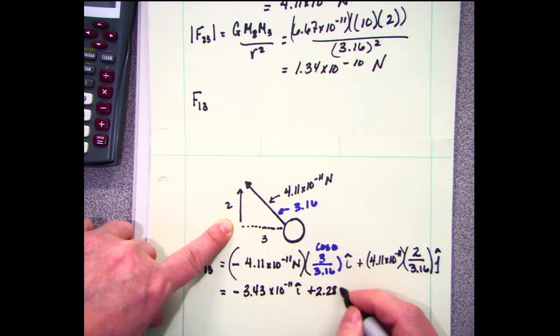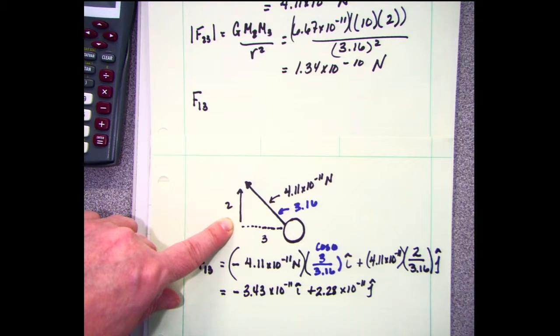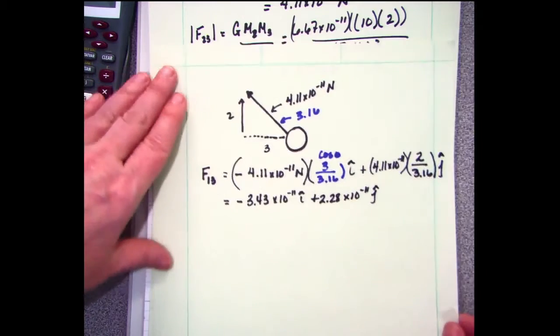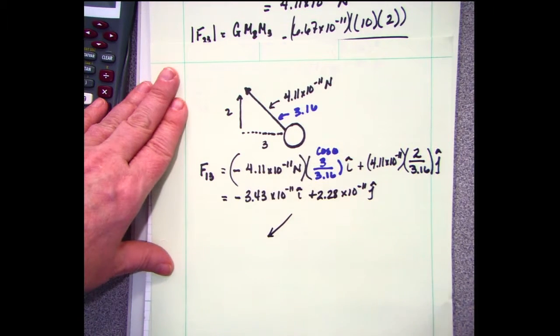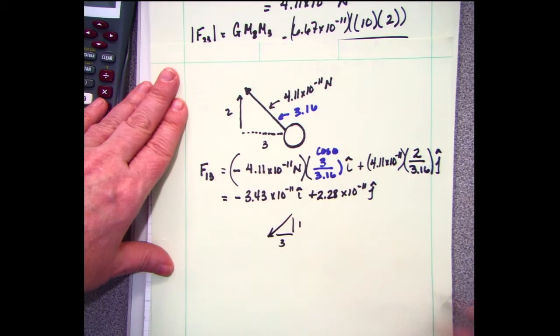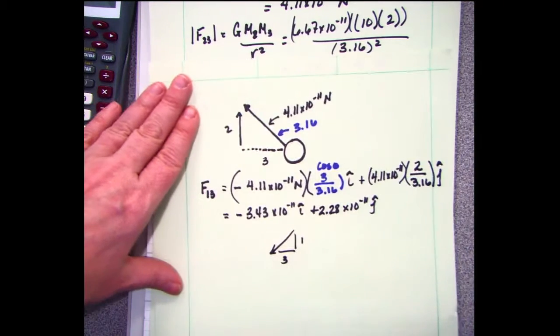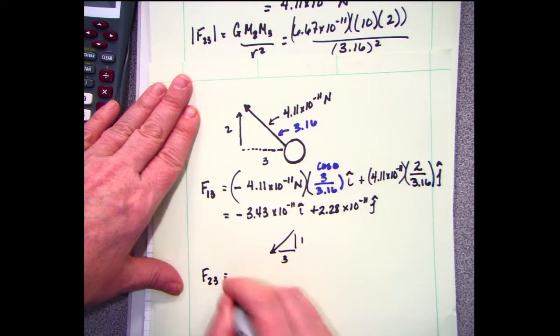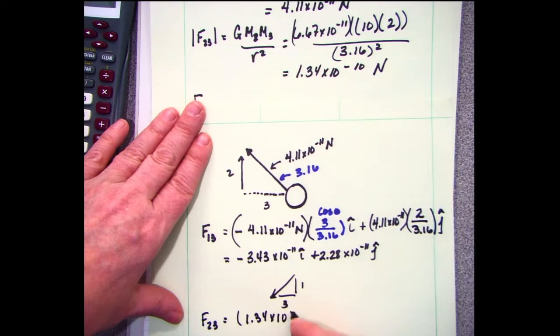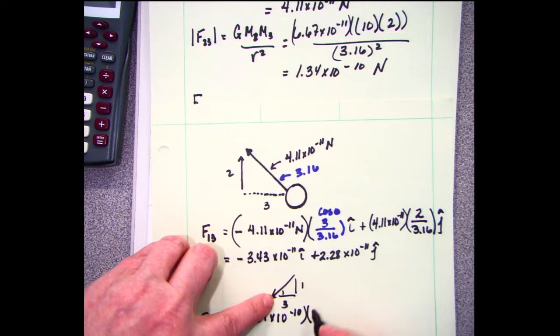I can do the same thing for the vector that goes in this way, except now this is 1 and this is 3. And that's my F23, which is 1.34 times 10 to the minus 10, in the negative direction. Oops, I wrote this one down wrong, sorry folks. This one was 3.16. And I just wrote these answers out of my notes, so I'm pretty sure that that's going to be okay.